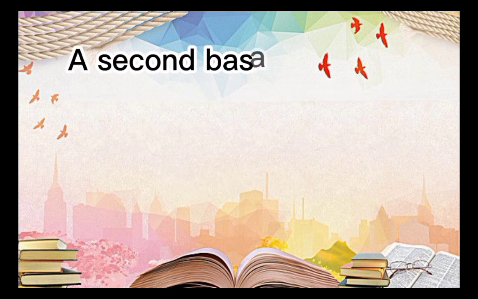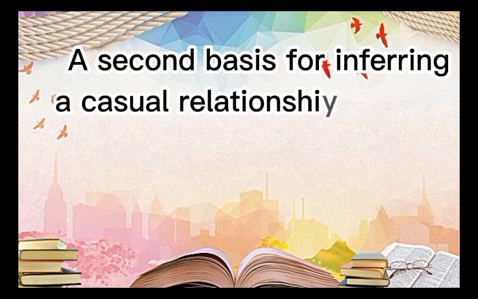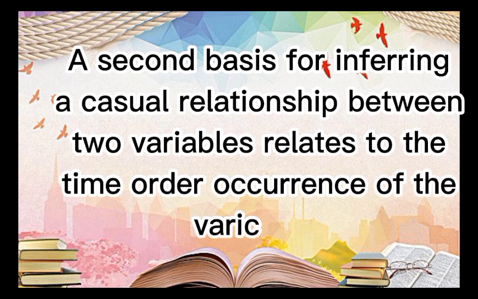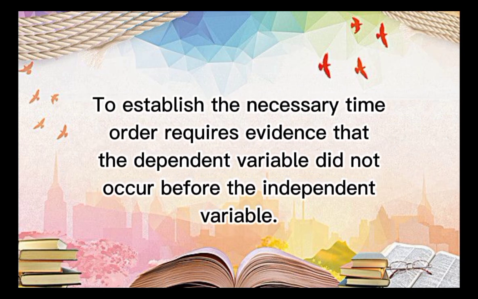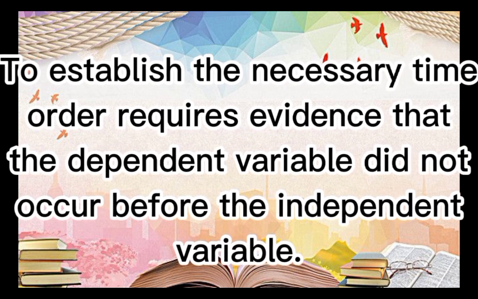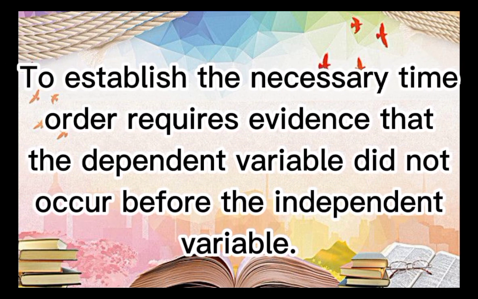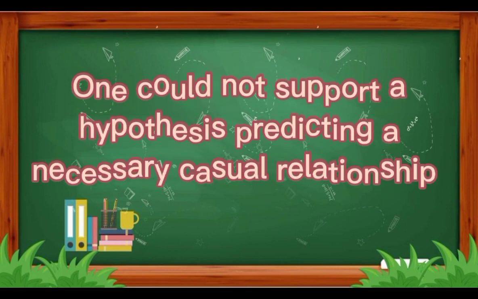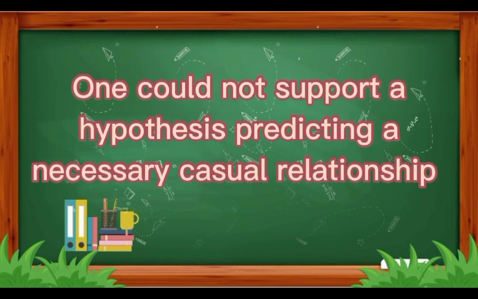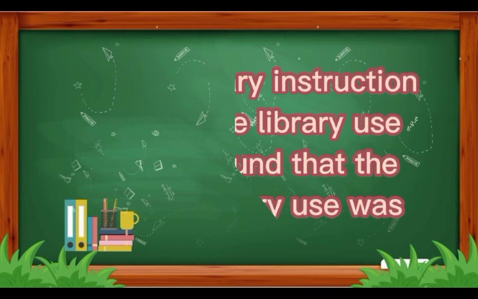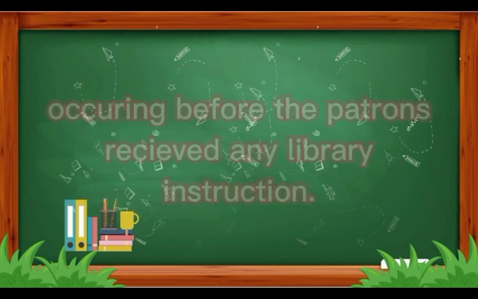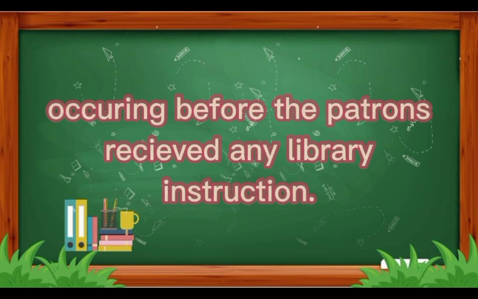hypothesis. A second basis for inferring a causal relationship between two variables relates to the time order of occurrence of the variables. To establish the necessary time order requires evidence that the dependent variable did not occur before the independent variable. One could not support a hypothesis predicting a necessary causal relationship between library instruction and effective library use if it were found that the effective library use was occurring before the patrons received any library instruction.